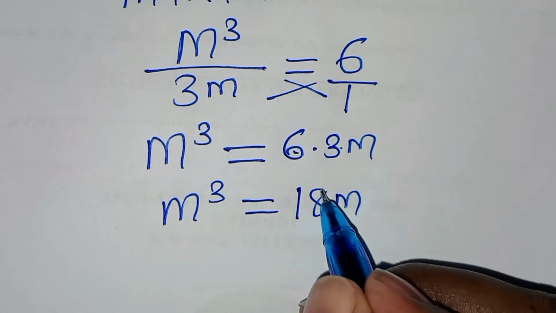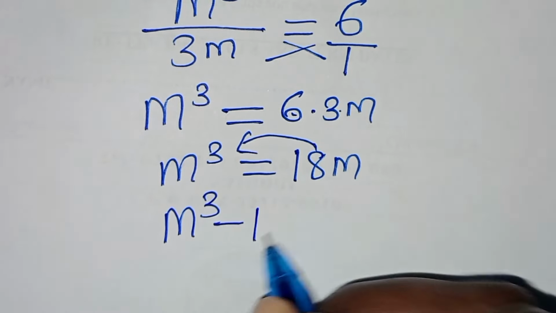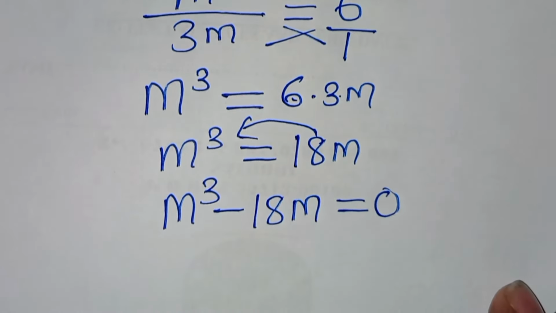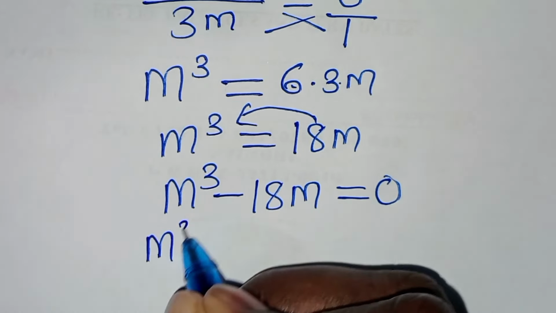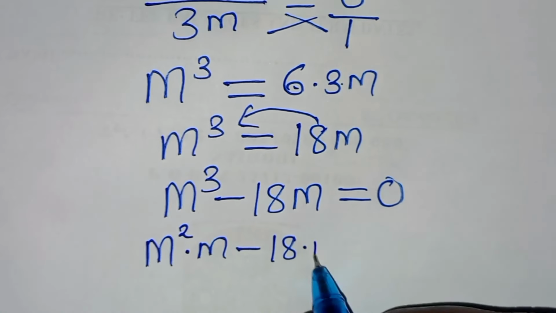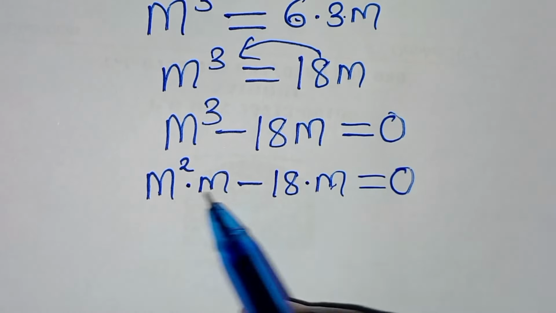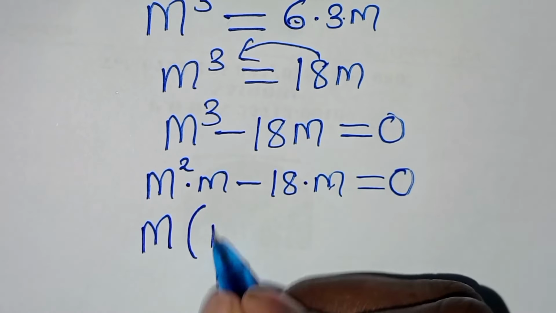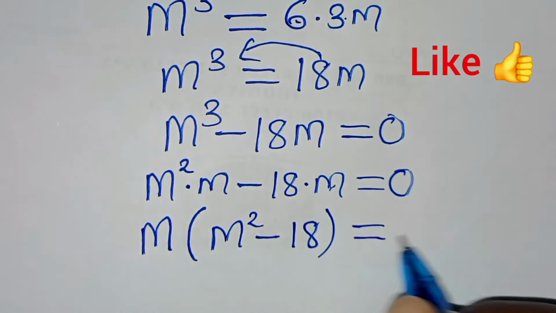The next step is to take 18m to the left hand side, so that we have m to the power of 3 minus 18m equal to 0. This implies that m to the power of 3, which is the same thing as m squared times m, minus 18 times m, is equal to 0. Now, m is common here. We can factor out m so that we have m times the parentheses m squared minus 18 equal to 0.